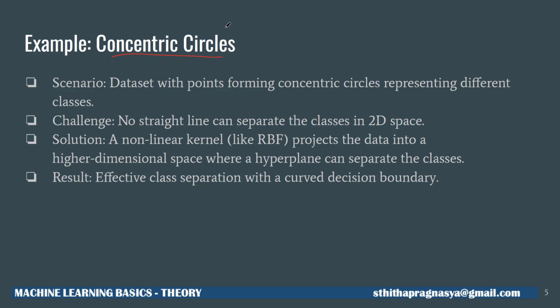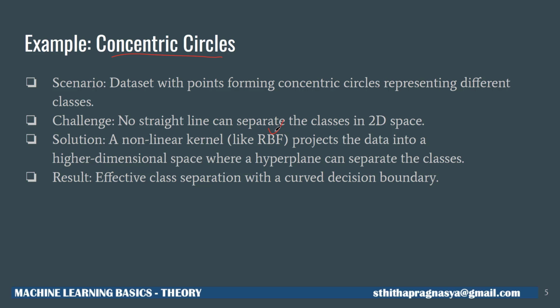Imagine a data set where the points form concentric circles. One circle representing class A and the other representing class B. In this original 2D space, no straight line can separate the points of these two classes. However, by using a non-linear kernel, there are different types, but in particular using RBF, which is radial basis function, the SVM can project the data into a higher dimensional space where the circles become linearly separable, allowing the SVM to find a decision boundary that separates the two classes.